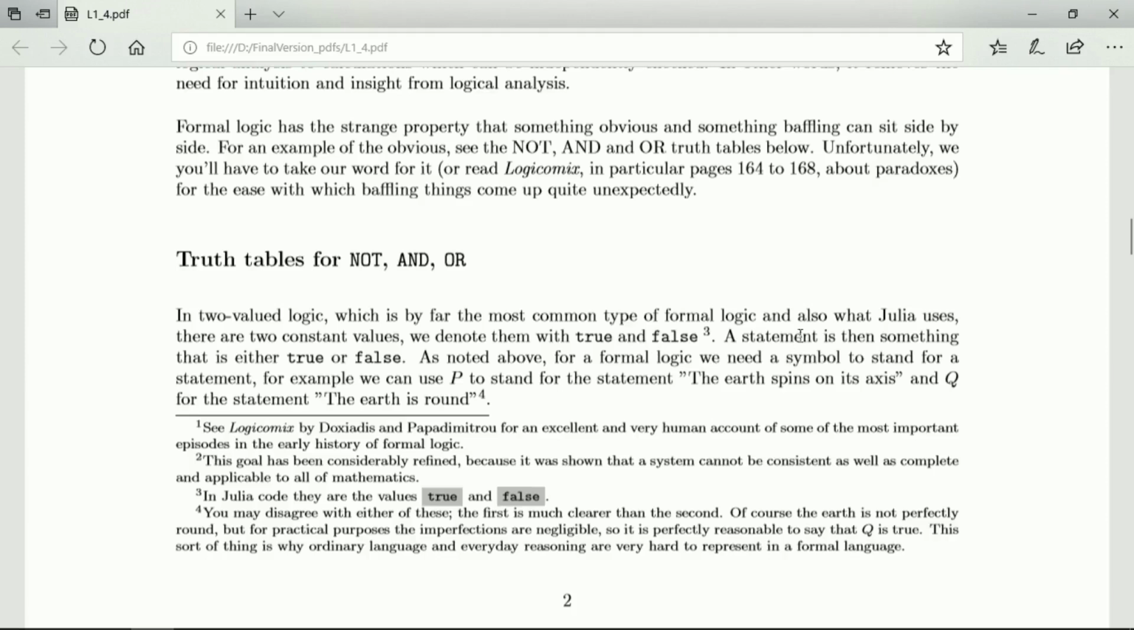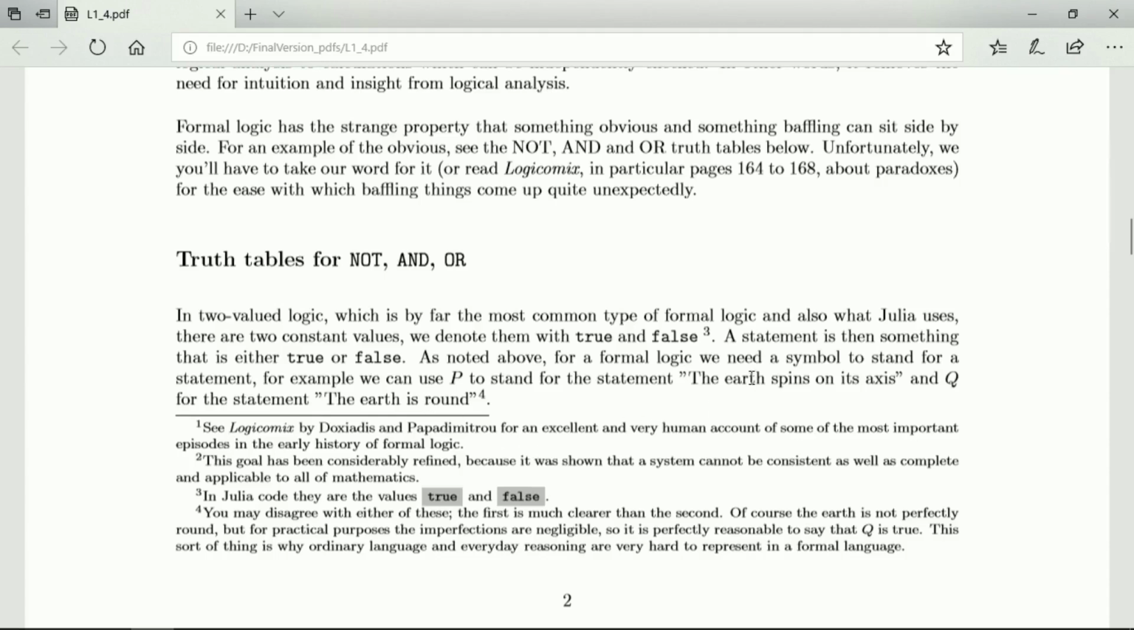So a statement is then something that has either the value true or the value false. So a statement is either true or false. So we need a formal symbol to stand for a statement. So we can use the symbol P to stand for the statement, the Earth spins on its axis, and the symbol Q to stand for the statement, the Earth is round.